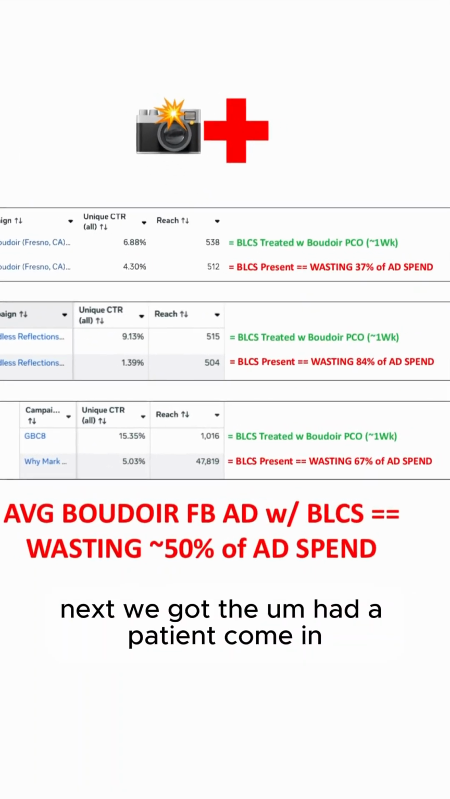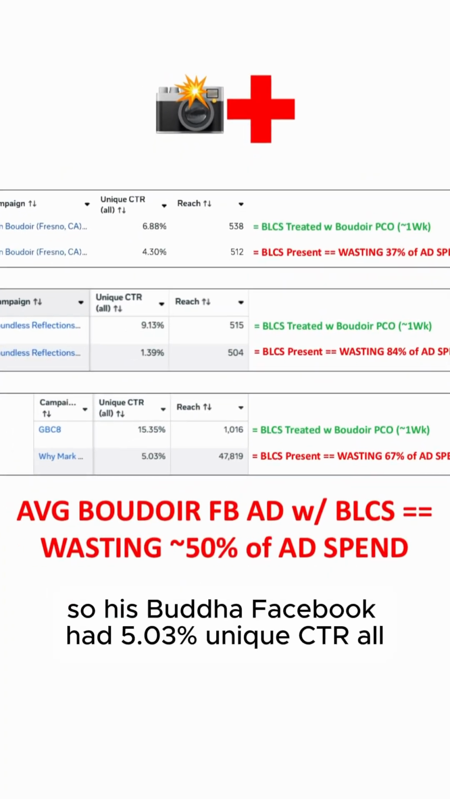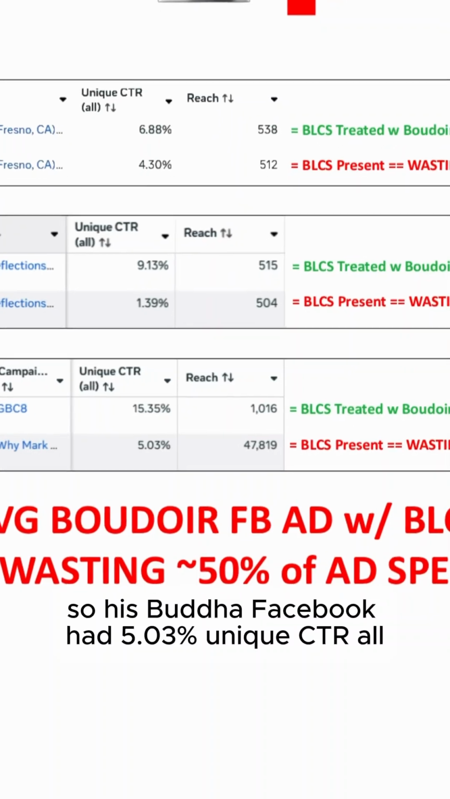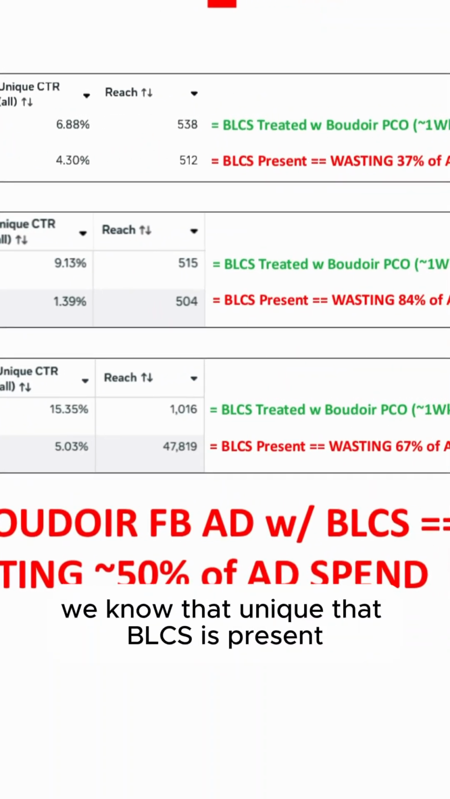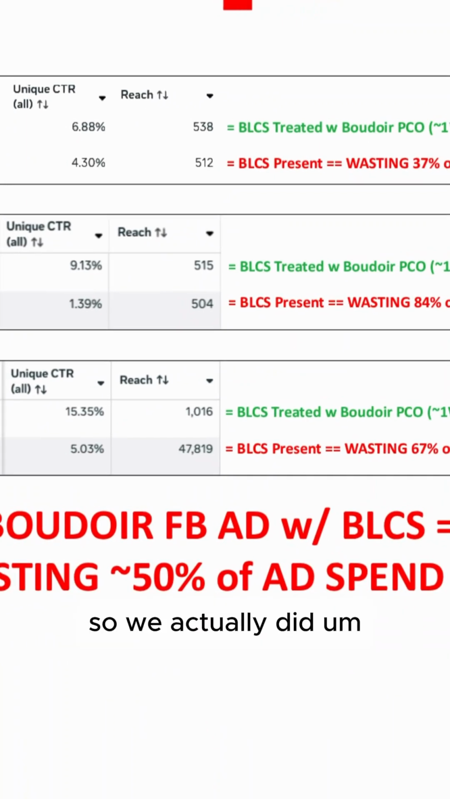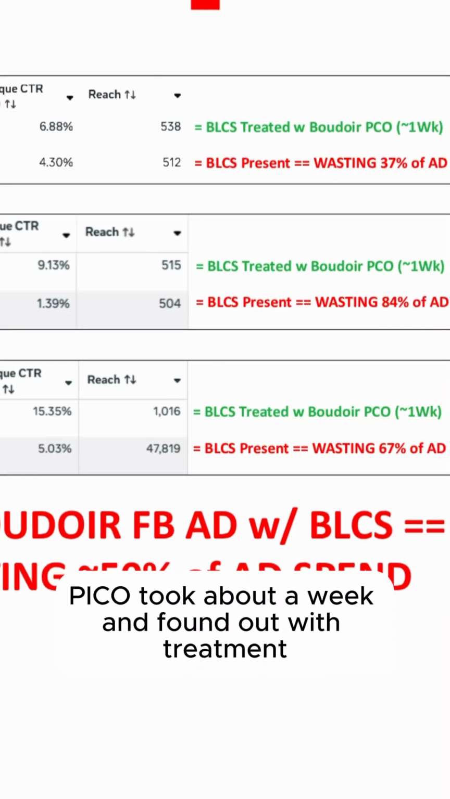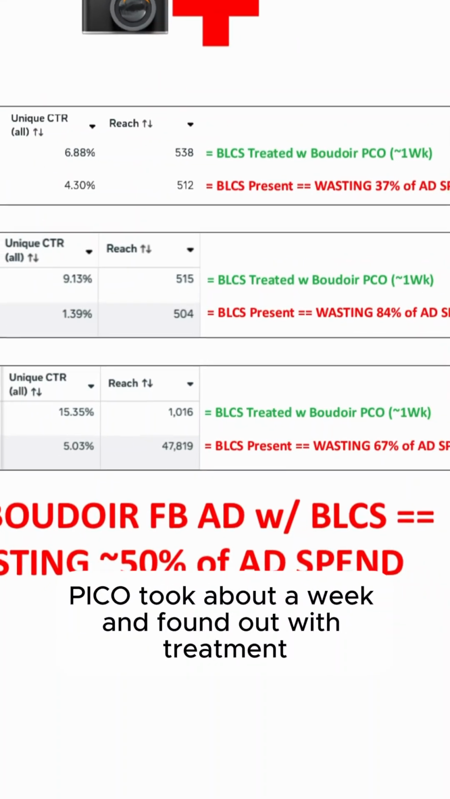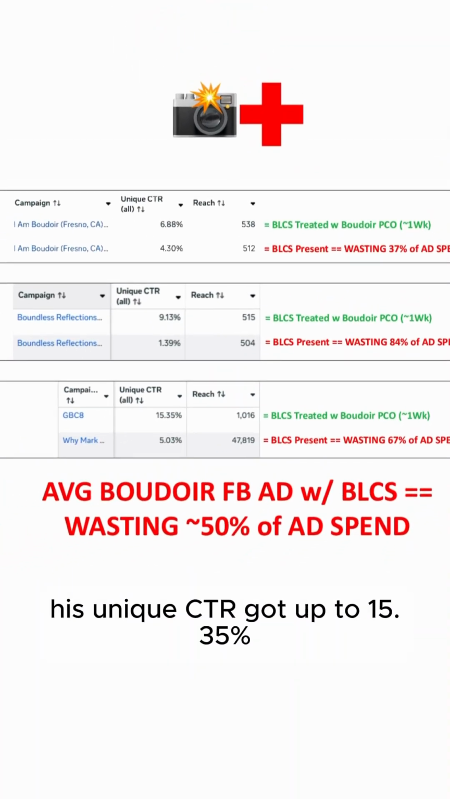Next, we had a patient come in. Saw his Boudoir Facebook ad, 5.03% unique CTR, so it's under 6%. We know that BLCS is present. So we duplicated his Boudoir Facebook ad, treated it with Boudoir Pico, took about a week, and found out that with treatment, his unique CTR got up to 15.35%.